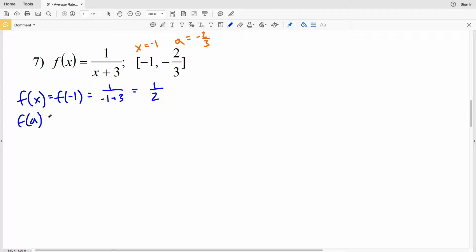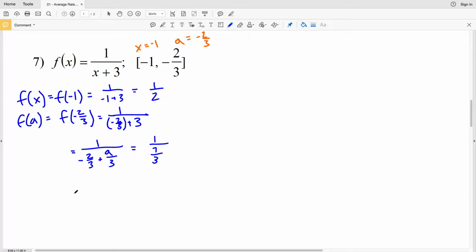And f of a equals f of negative 2/3, which is equal to 1 over negative 2/3 plus 3. So that's going to be 1 over negative 2/3 plus 3, I'll write as 9/3, since 9 divided by 3 is 3, which will give us 1 over negative 2 plus 9 is going to be a positive 7. So 1 over 7/3, which is equal to 1 times 3 over 7, or 3/7. So 1/2 is f of x, and 3/7 is f of a.